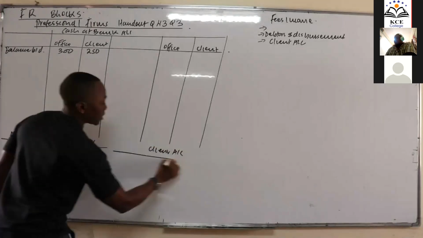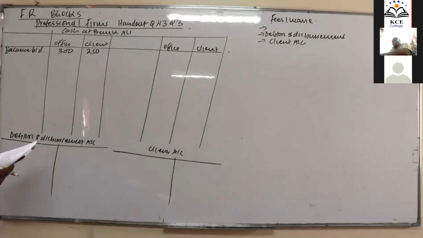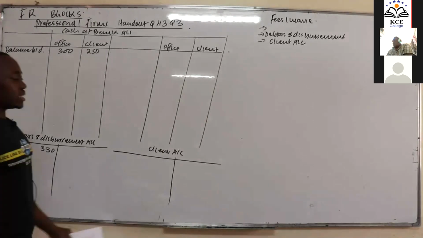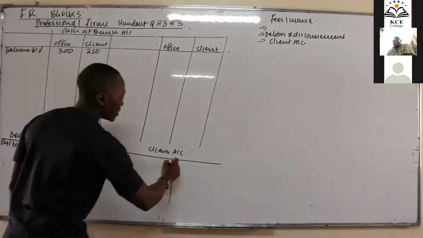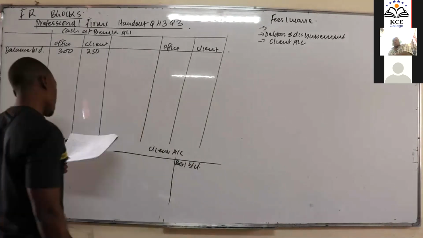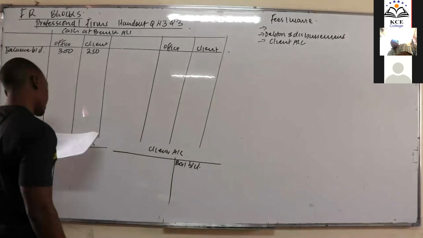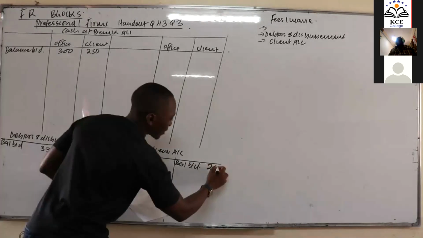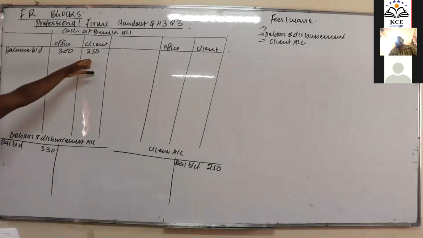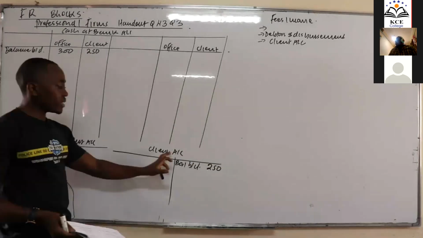For the debtors and disbursement, it's an asset, so let's get the balance brought down. We had a balance brought down of 330. Client account, we said it's a liability. It's money held on behalf of the client, so the balance brought down will be on the credit side. Let's go to the current liabilities. We have the client account, an amount of 250. The amount in the cash at bank on the client column should be the same as the cash in the client account as a liability.